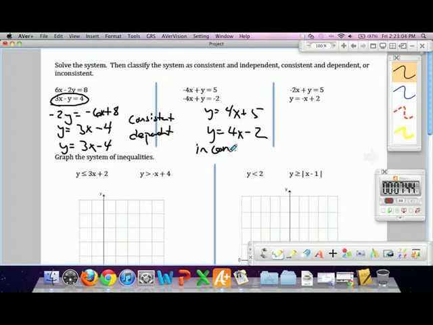The last one, we can rewrite the top equation, you get y equals 2x plus 5, and y equals negative x plus 2. They have different slopes, so right off the bat, that means if they have different slopes, they have to intersect exactly once. These are consistent, independent.